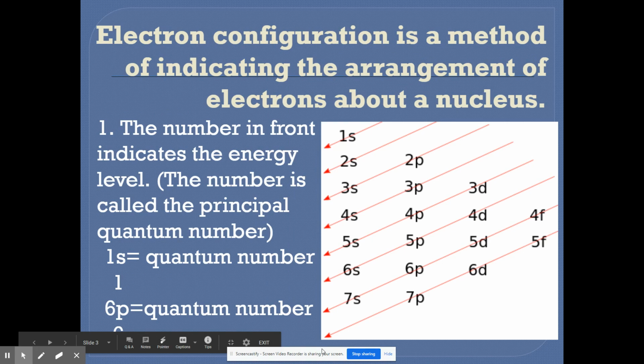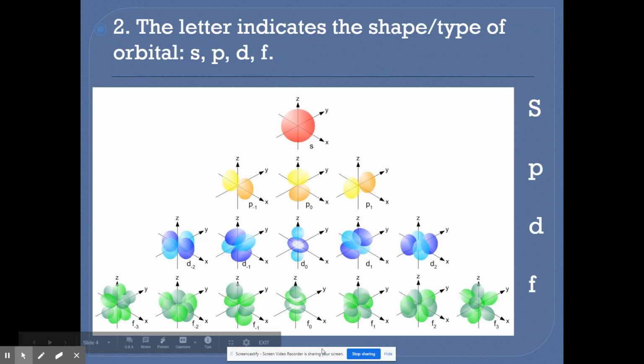Electron configuration is a method of indicating the arrangement of electrons about a nucleus. The number in front of the letters indicates the energy levels. The number is called the principal quantum number. So 1s has a quantum number of 1. 6p has a quantum number of 6.